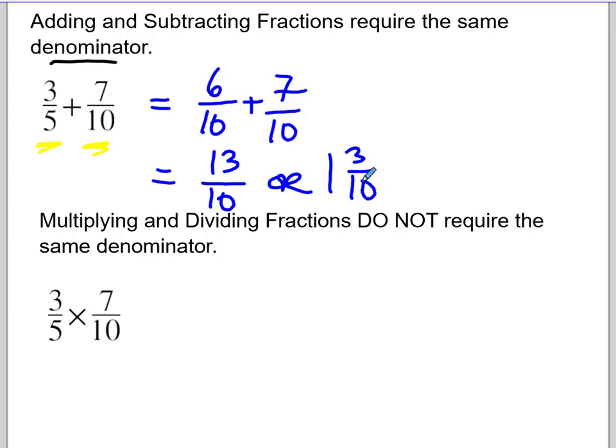Okay, so big things to remember. We need the same denominators, but the denominators don't add together, they don't multiply, they don't change. Once we have them as the same, don't touch them.